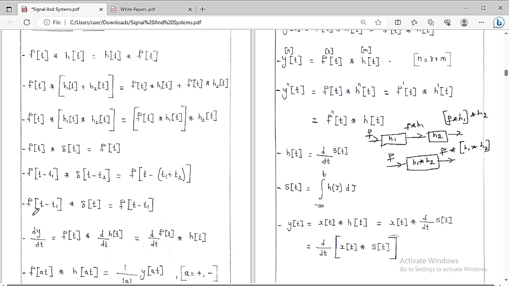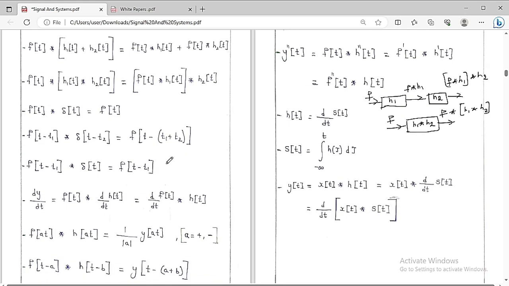Again, f of t minus t1 convolution delta of t: I already told you, whichever signal you take, if you do the convolution with delta of t, the same signal is what we are going to get, which is f of t minus t1. Or you can use this formula also. If you use this formula with t2 equal to 0, it simplifies and we get the same thing, f of t minus t1. So these things you always have to keep in your mind.